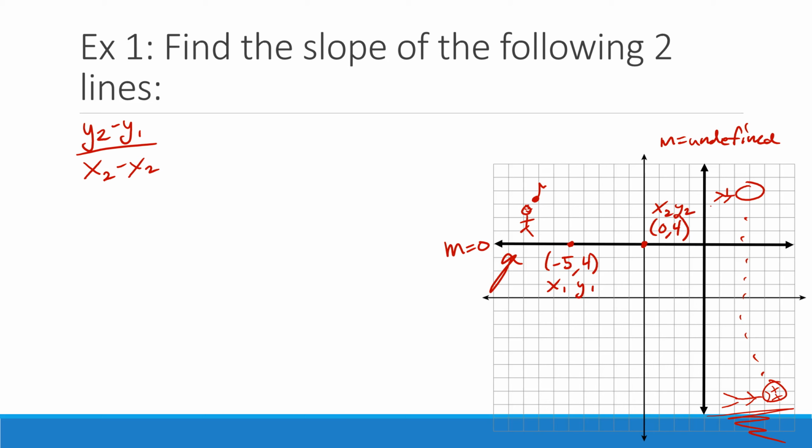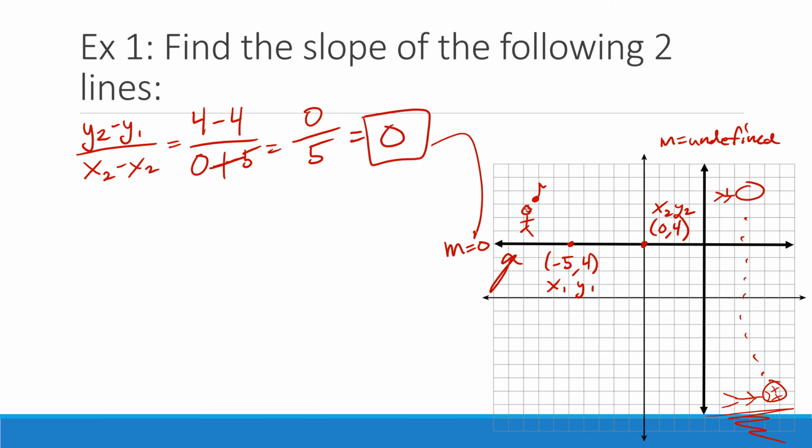Okay, let's plug these into our formula. y2, 4, minus y1, 4, over x2, 0, minus x1, -5. This is going to be 0 over 5. The positives canceled on the bottom. If I have 0 divided by any number, that is just 0. And that's exactly what we thought it should be. M equals 0.